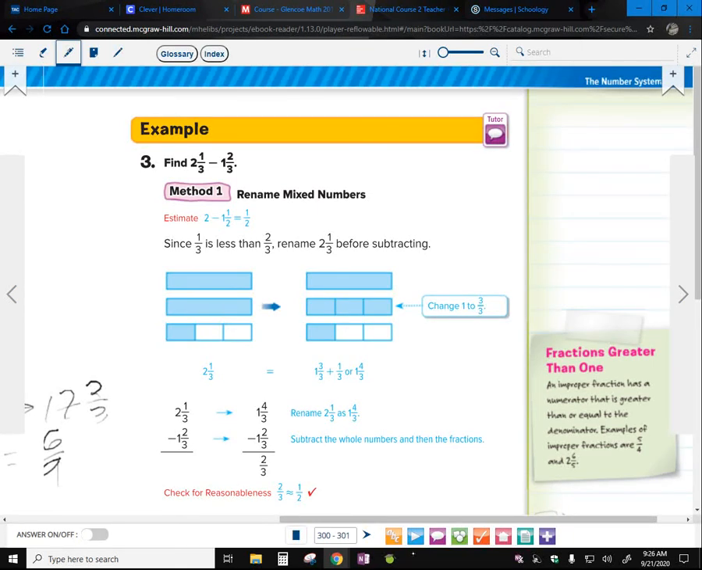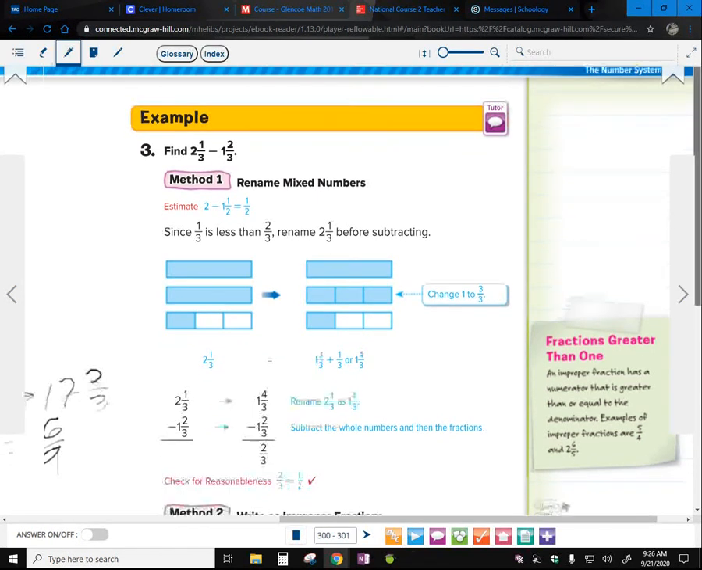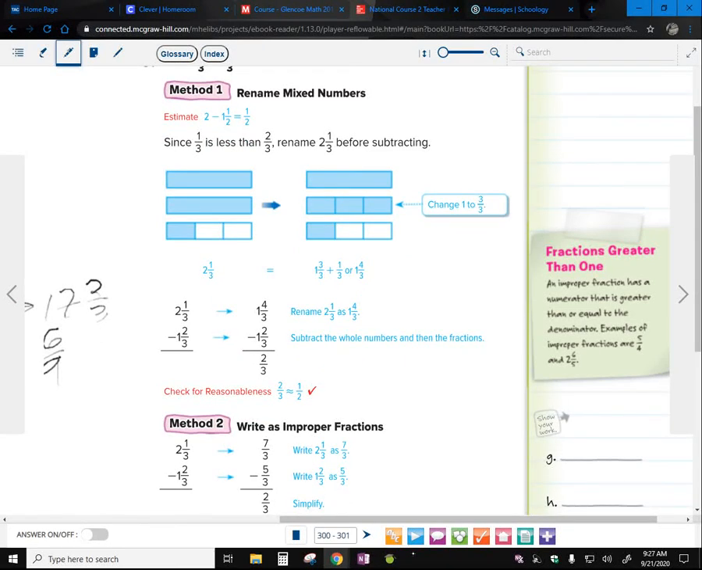So these blocks here represent 1, 2, and 1/3. But we're going to rename it as being 1 3/3 with 1/3. It would be 4/3. You'll see why. So we have 2 1/3. We borrowed from it to be 1 4/3. So it's going to be an improper mixed number. So we have 4/3 minus 2/3, which is going to be left over. Rename 2 1/3 as 1 4/3.